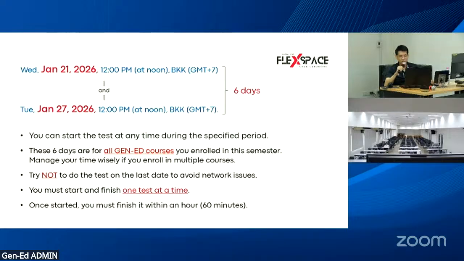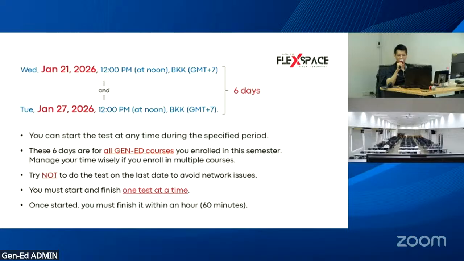Now, based on the historical records, many students attempt the midterm exam on the very last hours. And there will be congestion. There was congestion on the system. You can imagine 5,000 or more students attempt the midterm exam on the very last hours.